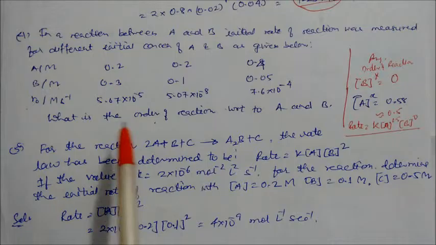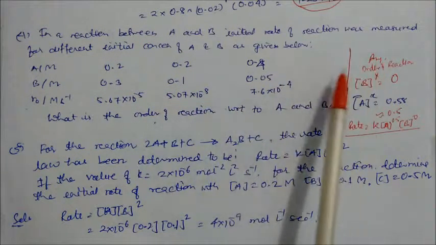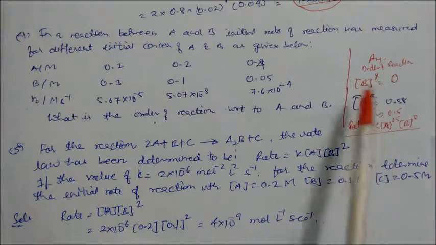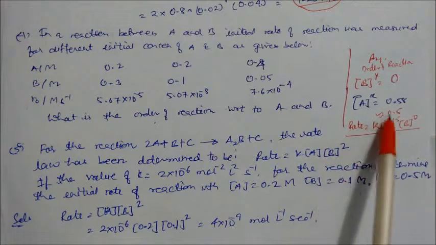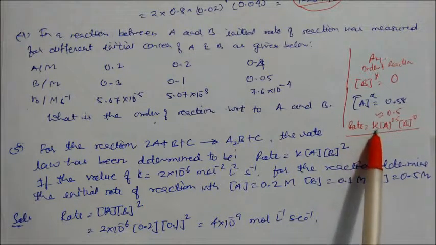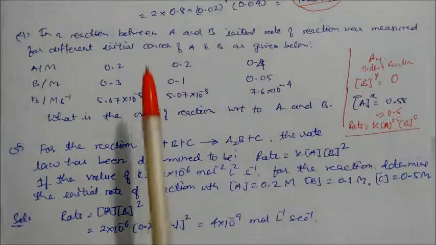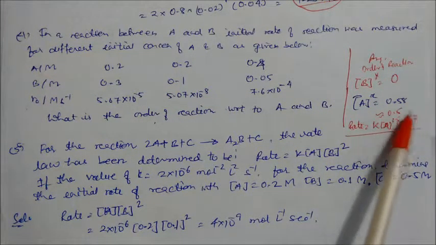You can practice this for yourself because it's an easy question. On solving, you will get the order of reaction of B, y, will be 0, and x for A will be 0.5. So the rate will be k into A to the power 0.5 and B to the power 0. Just solve it and you will get these two orders of the reaction.